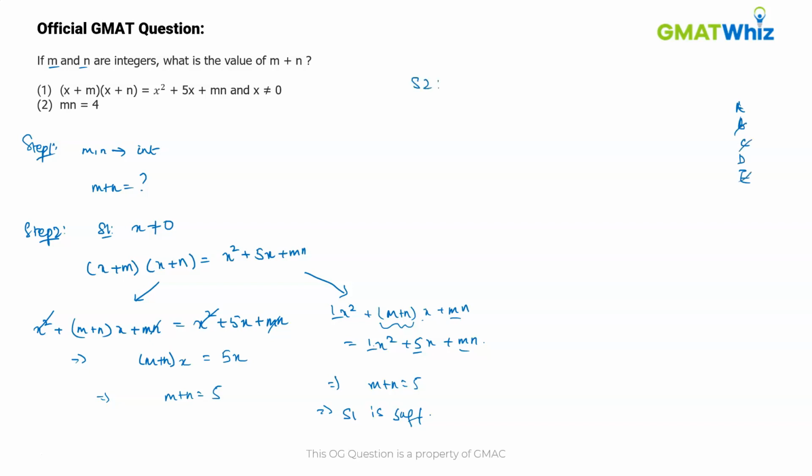Now statement 2 tells us that the product mn is equal to 4. Now there can be multiple possibilities. m and n can be equal to 4, 1 or 1, 4 or 2, 2, and it can also be equal to -4, -1 and so on. Since we are getting multiple possibilities, we conclude that statement 2 is insufficient and the correct answer is option A.